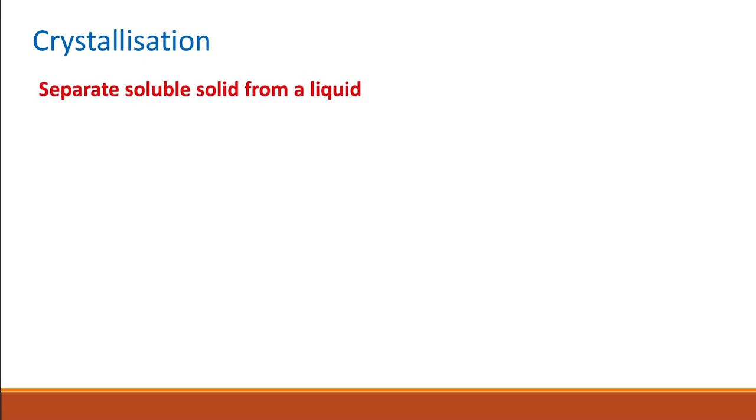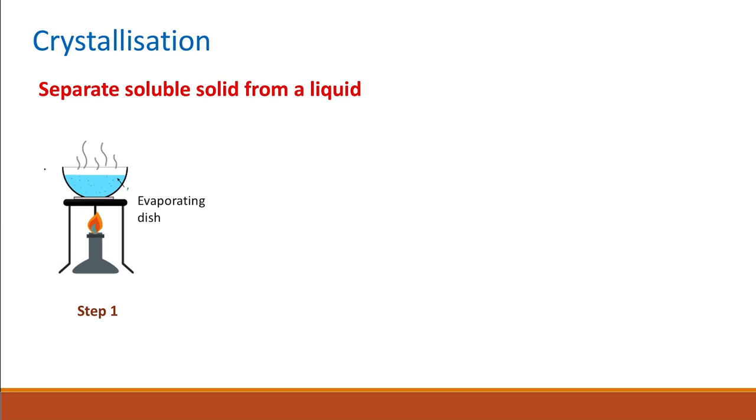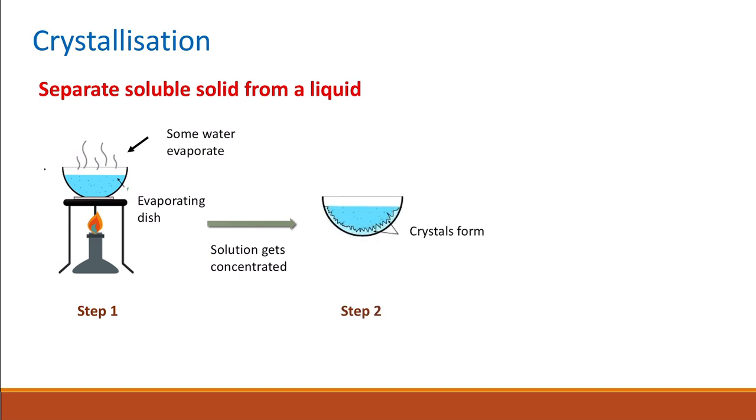Crystallization is another process that can be used to separate a soluble solid from a liquid. In crystallization, there are several steps. The first step is heating: putting the solution in an evaporating dish and heating, where only some of the water evaporates. So the solution gets concentrated. You keep heating until you start to see crystals forming on the walls of the evaporating dish. This is called the point of crystallization.